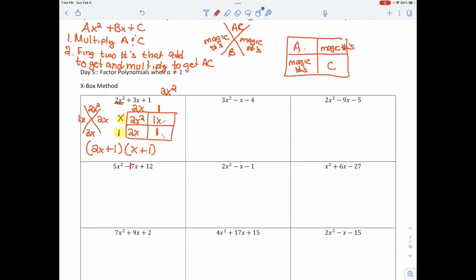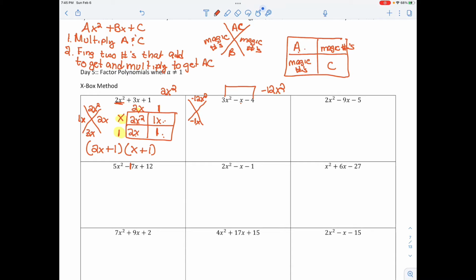Okay, let's try another one. We're going to start by multiplying a times c, and we get negative 12x squared. So that goes at the top of our box, and b goes in our middle box, so that'll be negative 1x.